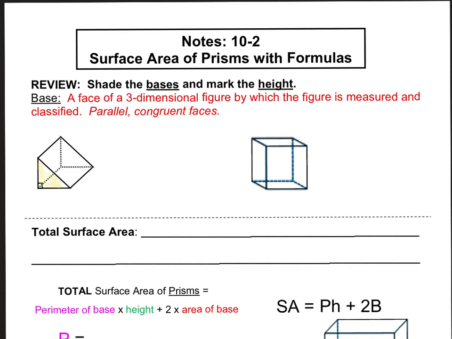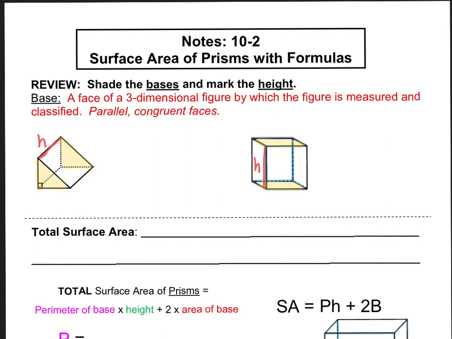Well, in a triangular prism, the bases have to be the two triangles. So that means that the height is what connects the two triangles together. So this would be the height. Okay. In a cube, it doesn't really matter. I could pick either pair of sides that are parallel, but I'm going to pick the top and the bottom, which means that the height would be what connects the top and the bottom to each other.